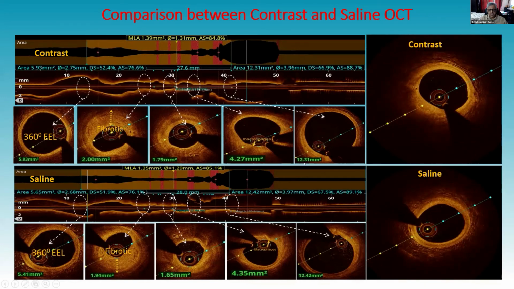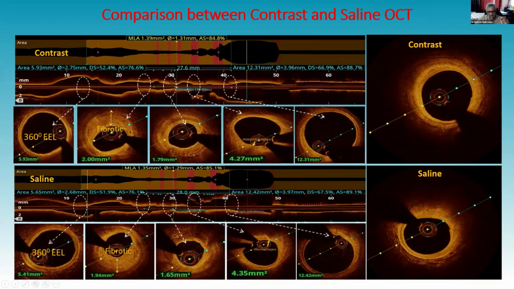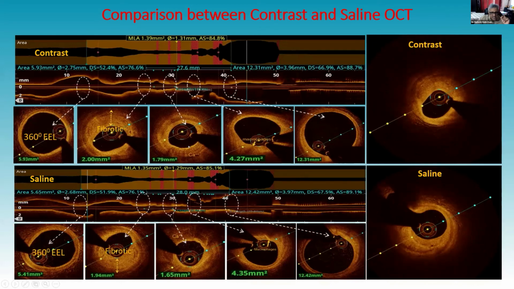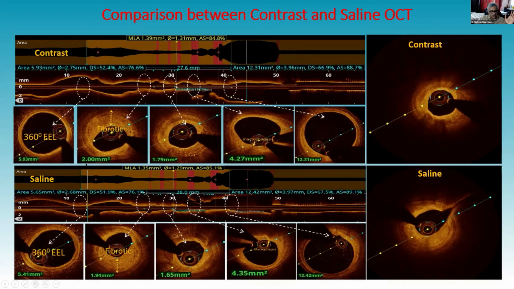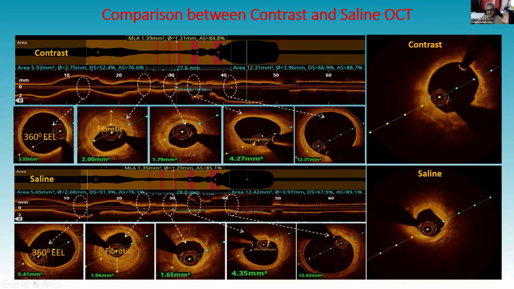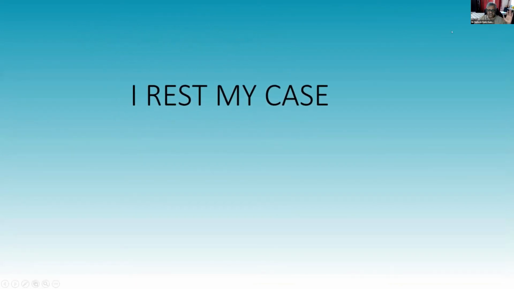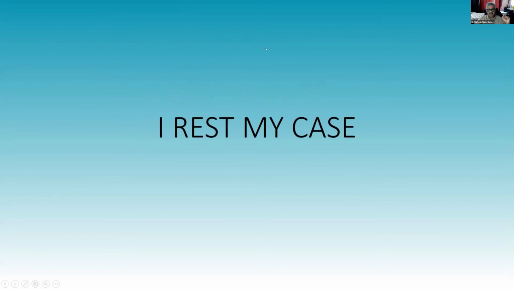4.27, 4.35. 12.31 is the area, 12.4. So there is hardly any difference, less than 0.1, less than 1% difference in the area in the calculations. That is 5.93, 5.42, and 1.94, 1. So even the vessel dimensions and area are not being affected. So if you still want to use HD-IVUS, I have nothing to say. I rest my case. Thank you.